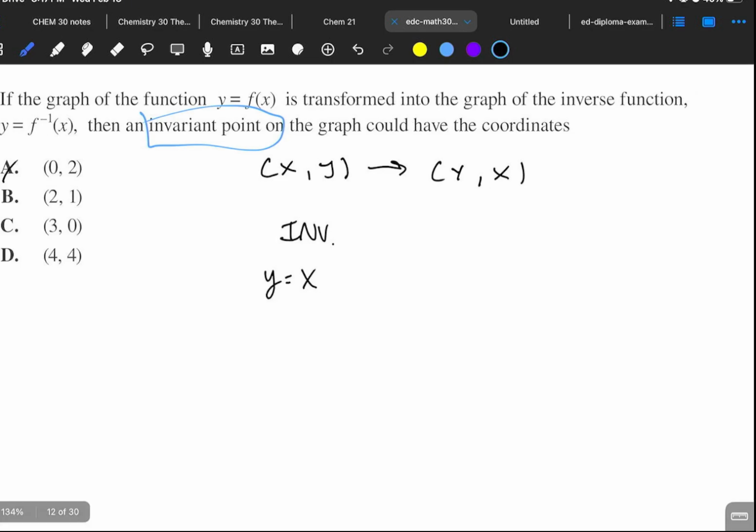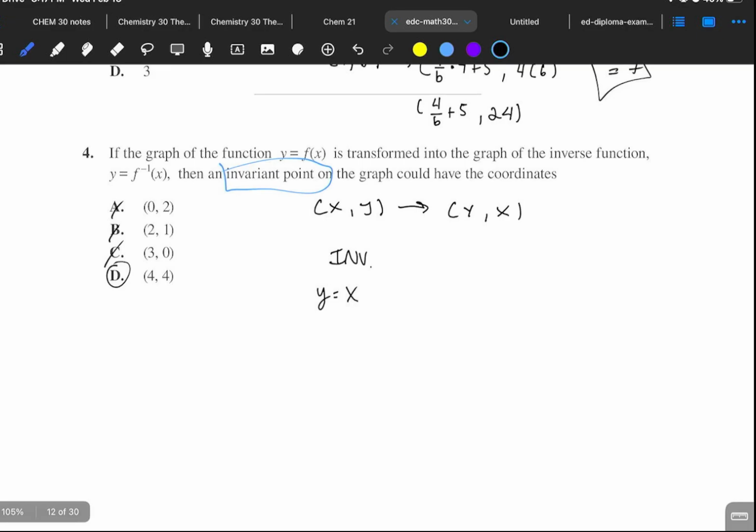Does 0 equal 2? No. Does 2 equal 1? No. Does 3 equal 0? No. But 4 equals 4. So therefore, this point could be invariant if it was on the graph y equals f of x.